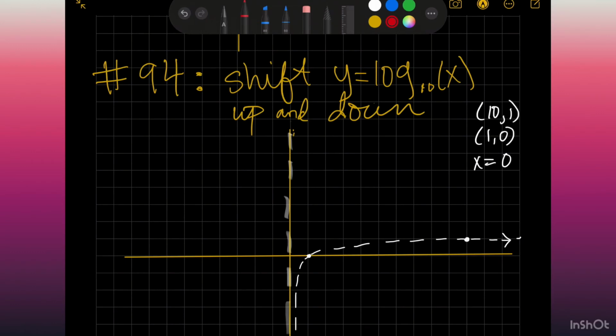All right, let's try up and down. Hopefully you remember that that is our k value, which is always on the outside. So log base 10 of x, and then on the outside of the parentheses, it's not with the x, let's say plus 3. So that means I'm going to move up 3. So taking my point 1, 0, just moving it straight up 3, taking my point 10, 1, moving it straight up 3. And then my asymptote, if I move that up and down, it's just already a vertical line, so that doesn't change at all.